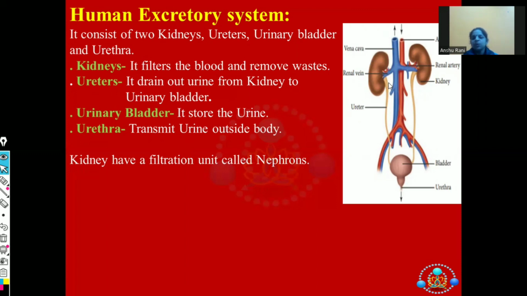Then this waste is collected by this ureter. Both kidneys have one ureter each, and these collect the waste in the urinary bladder. And when it gets filled, then from this part, the urethra opens, and nitrogenous waste in the form of urine is removed by the body.